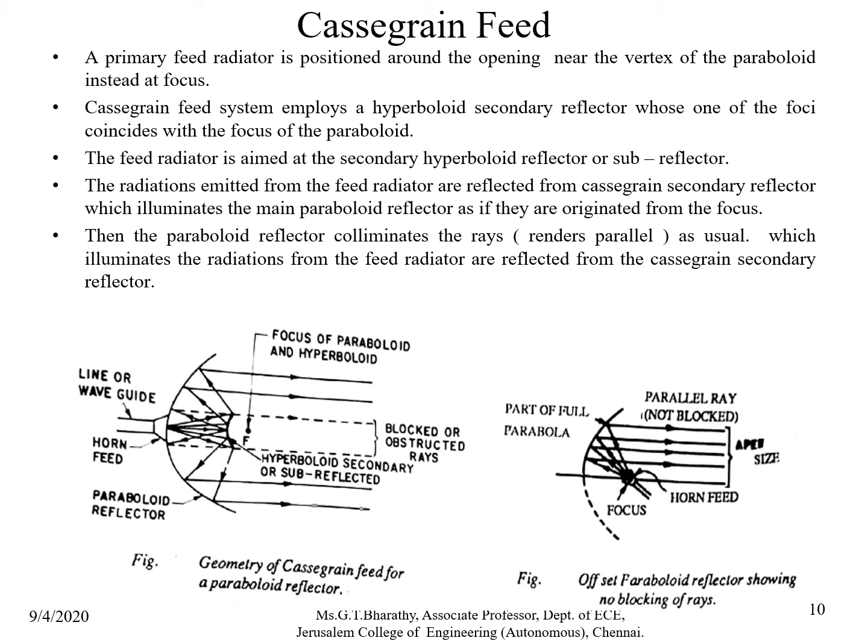The radiations emitted from the feed radiator are reflected by the Cassegrain secondary reflector, which illuminates the main paraboloid reflector as if it originated from the focus. So when we look at it, it looks like the radiation is obtained from some source available at the focus, as in the previous cases. Actually there is nothing at the focus. We have a hyperboloid, a secondary reflector, near the focus or at the vertex of the paraboloid, and we construct this Cassegrain feed with the help of a horn antenna.